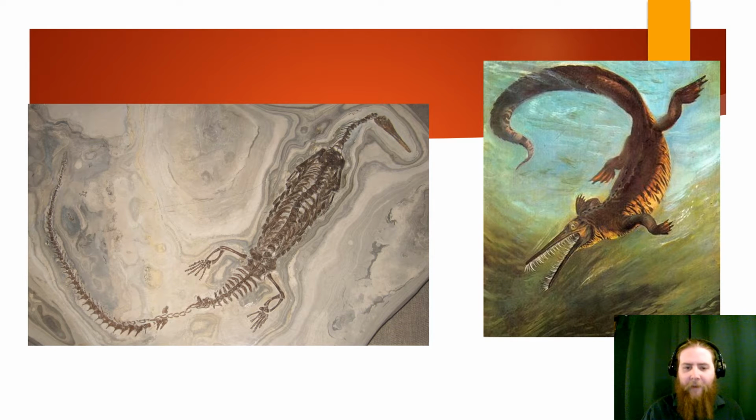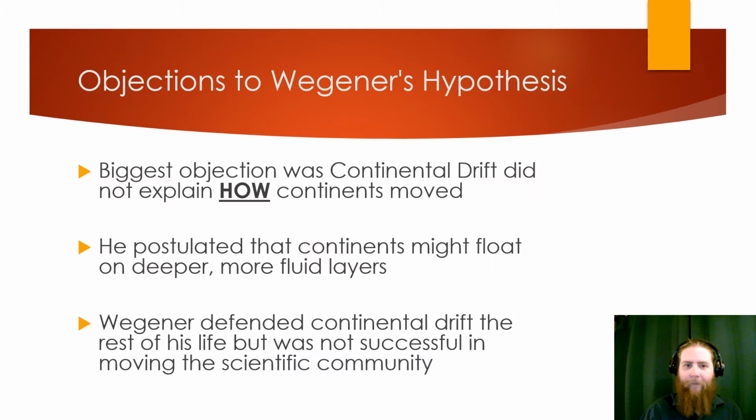So here's Mesosaurus, the fossil, on the left here, and here's the artist's rendition of what we think it looked like on the right. These were found in both South America and Africa, pointing towards this hypothesis that these continents had drifted apart and that at one point in time they had been one continent together.